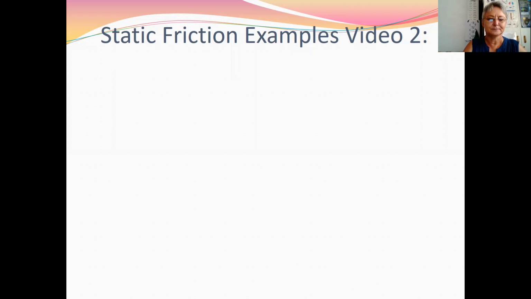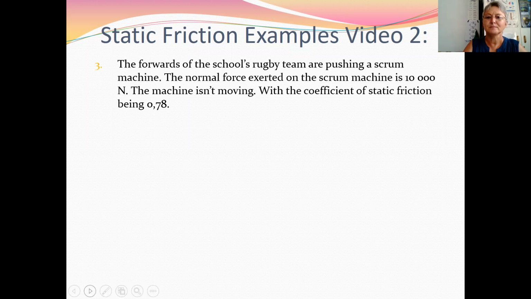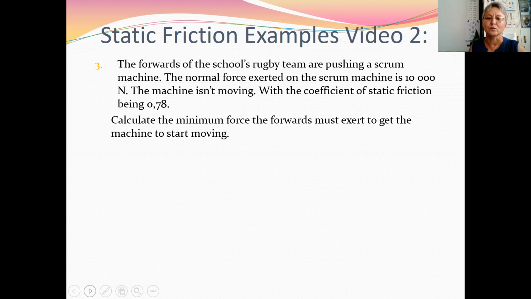So the first one is actually number 3. It says, the forwards of a school's rugby team are pushing a scrum machine. The normal force exerted on the scrum machine is 10,000 newtons. The machine isn't moving. With the coefficient of static friction being 0.78, calculate the following. Calculate the minimum force the forwards must exert to get the machine to start to move.